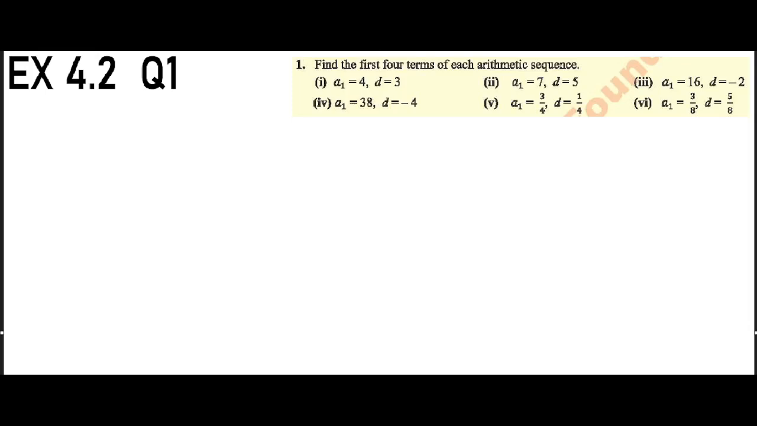Bismillahirrahmanirrahim. This is question number 1 of exercise 4.2. We have 6 parts. Okay, for the first part, it is okay. First of all, let's write a formula over here.